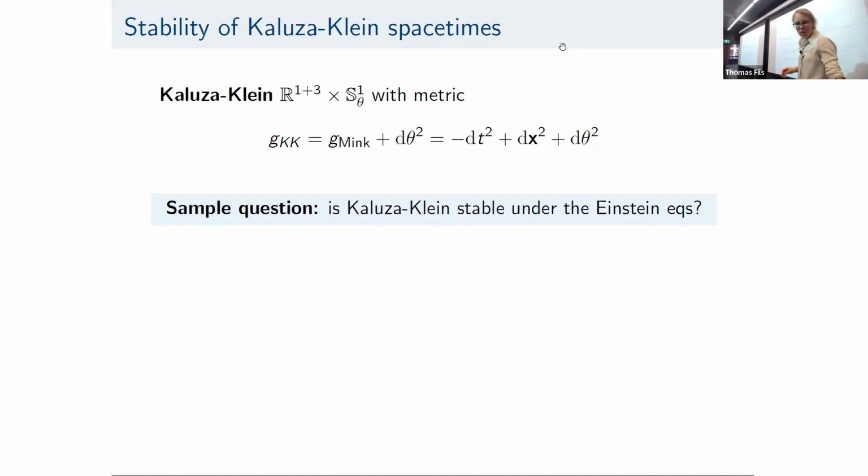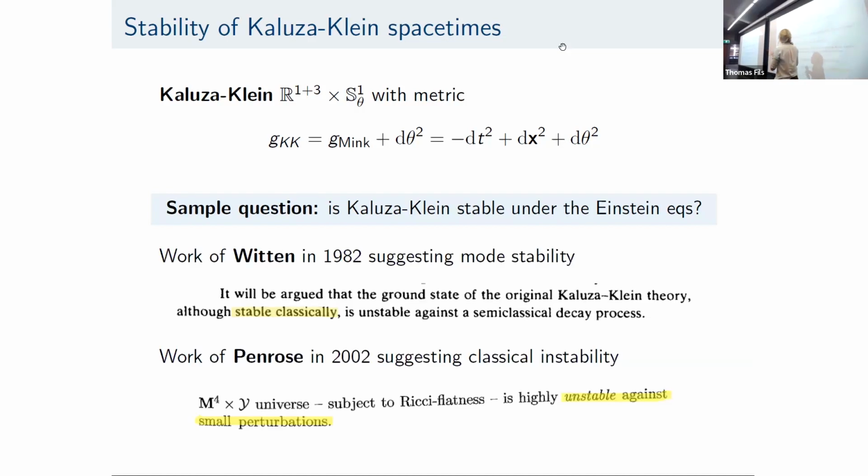Now, I'll explain a little bit where this spacetime comes from next. Lots of people have thought about this. Witten said it should be stable. And for reasons which you could ask me about later, Penrose said it shouldn't be. He said it should be unstable. So somehow the addition of this extra compact space was thought to possibly change lots of the dynamics.